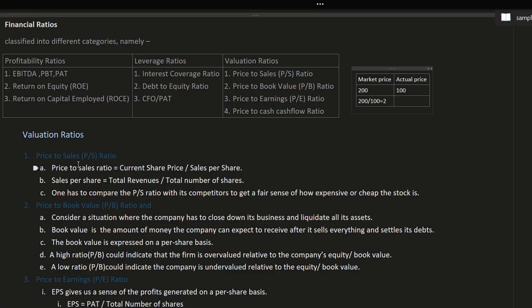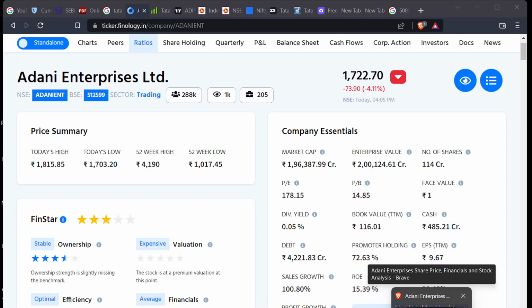Okay, here, after that, same thing like P by S, you are also going to see P by B. Then P by B, what is the B value here? B means book value. It is the amount of money that a company can expect to receive after it sells everything and settles its debt. For example, a company is in a loss, so that company decided to sell itself. So after doing all settlement, whatever amount is remaining, if they distributed that amount among all the shareholders per share, how much will they get? That value, whatever it is, we call it the book value.